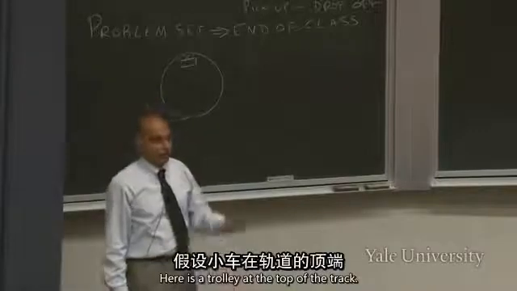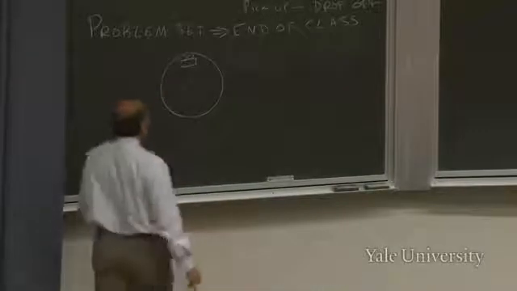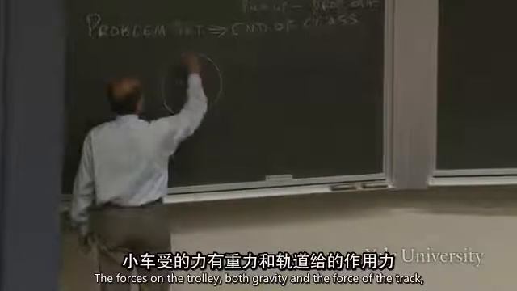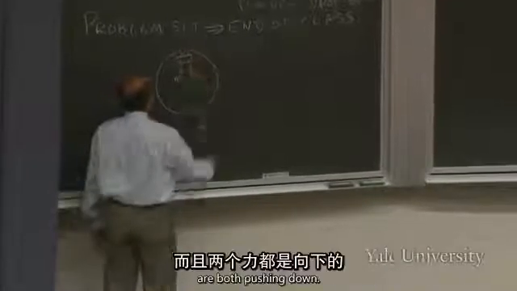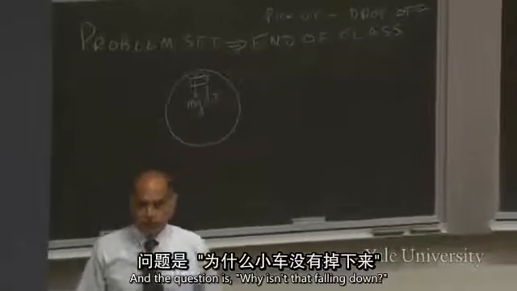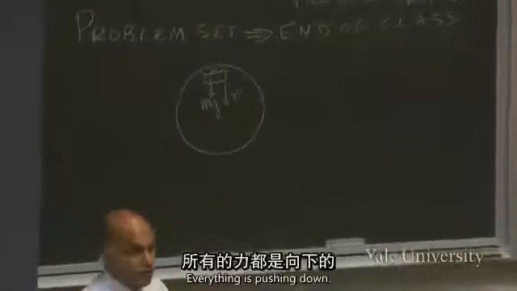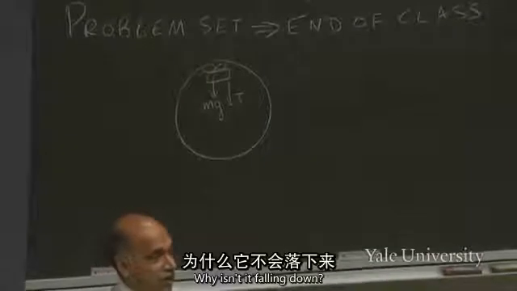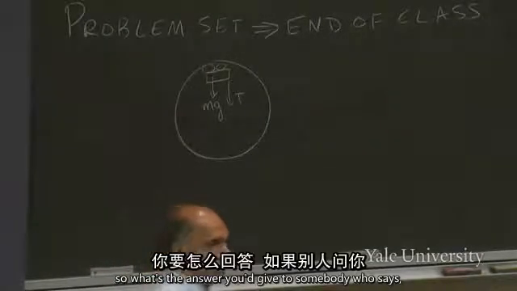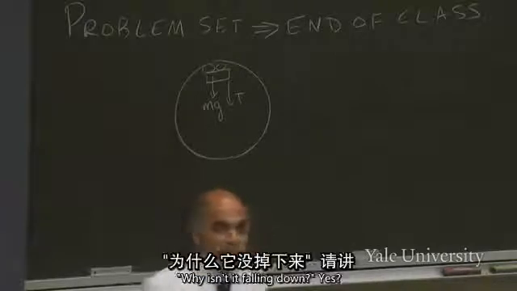Here is a trolley at the top of the track. The forces on the trolley, both gravity and the force of the track, are both pushing down. And the question is, why isn't it falling down? With everything pushing down, why isn't it falling down? That's the mystery. So what's the answer you would give to somebody who says, why isn't it falling down?